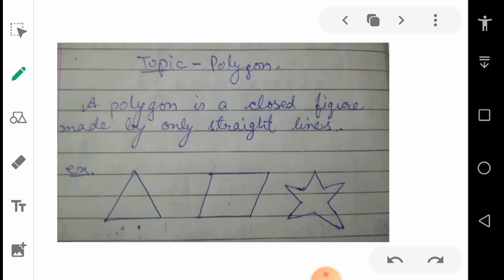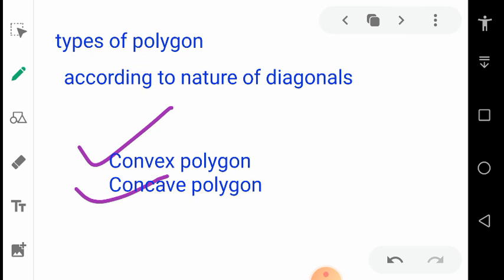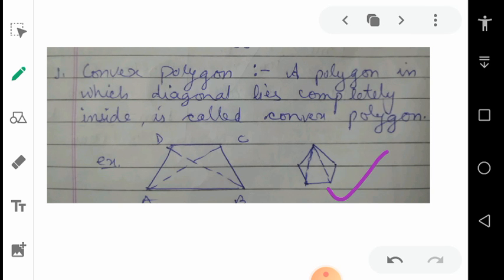Okay, here if we divide the polygons on the basis of the diagonals, there are two types of polygons, convex and concave. If the diagonal completely lies inside the polygon, it is called a convex polygon, as in the figure. Both the diagonals AC and BD lie inside, so this is a convex polygon.